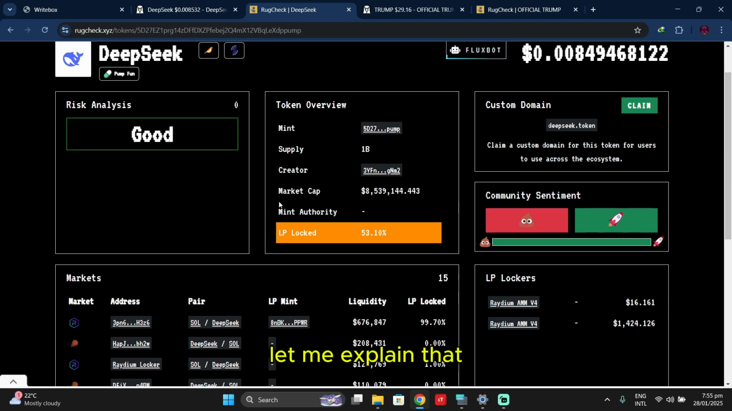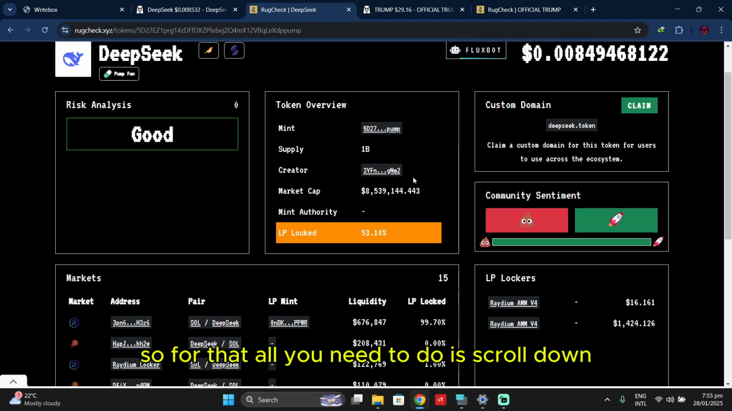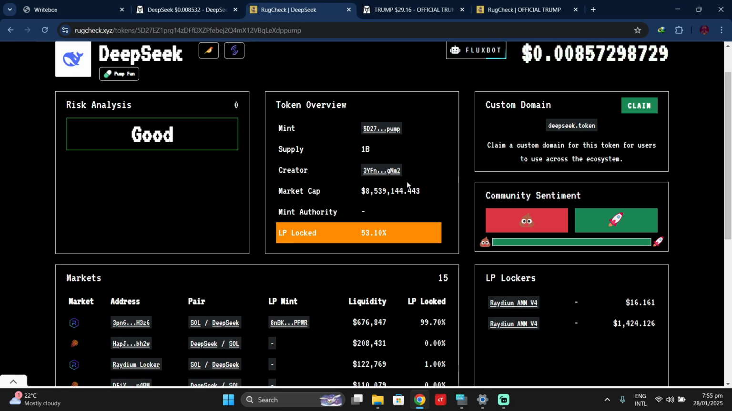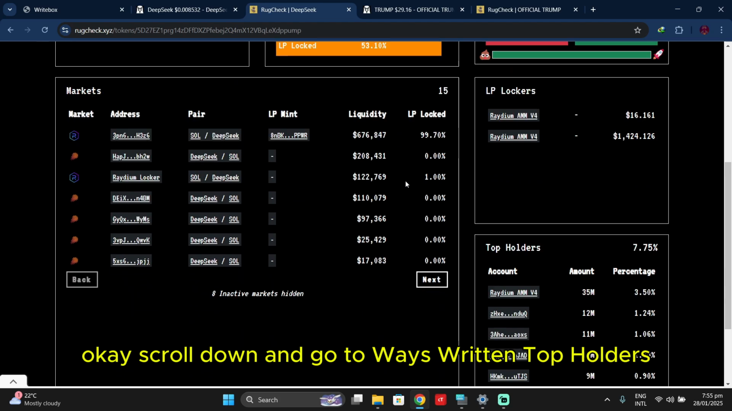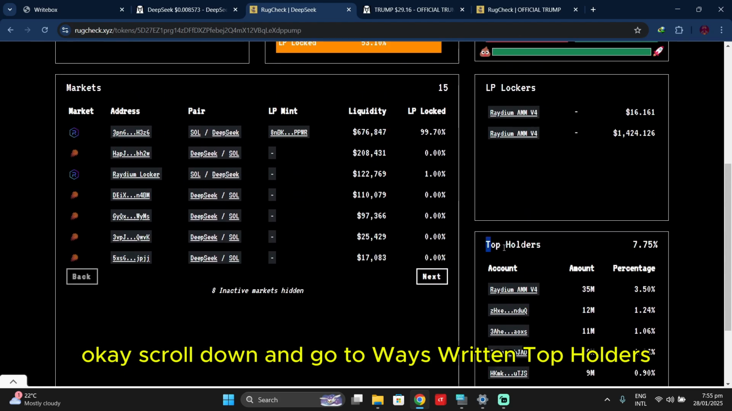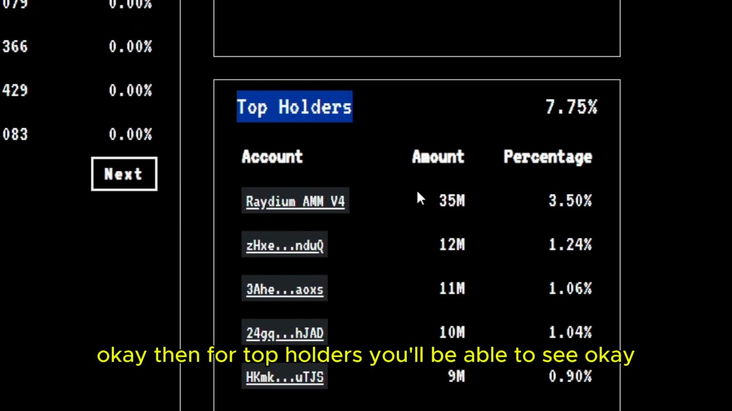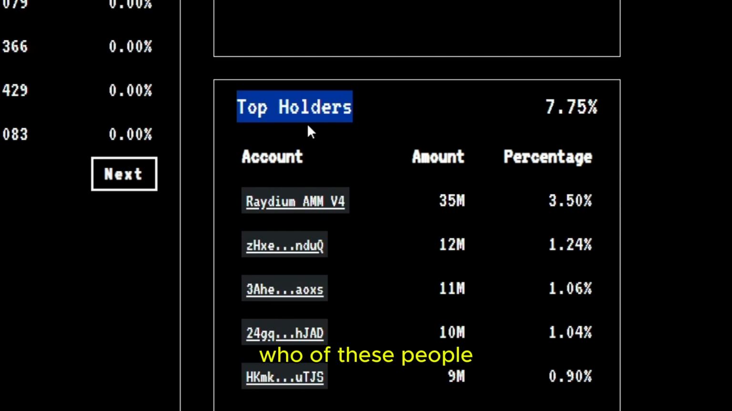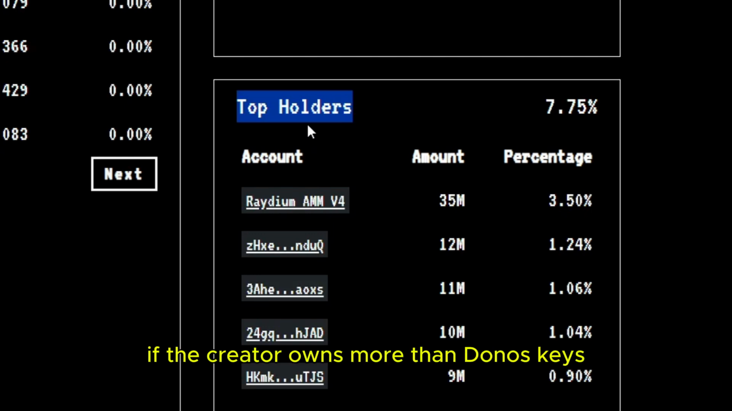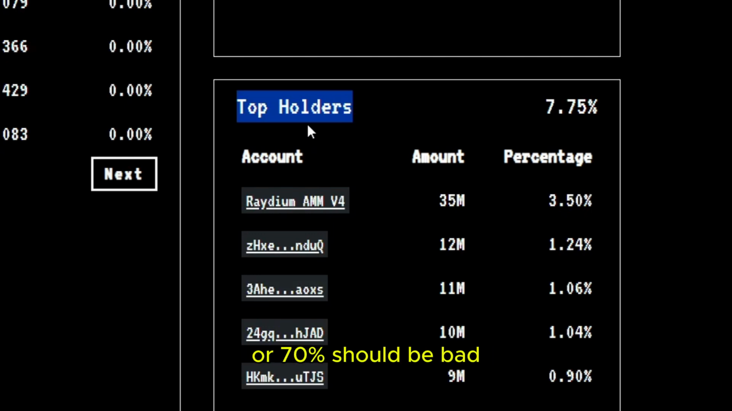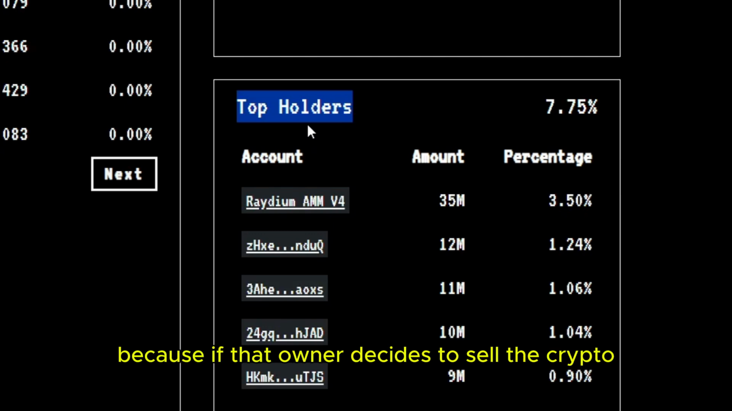Okay, well, let me explain that. For that, all you need to do is scroll down and go to where it's written top holders. For top holders, you'll be able to see who of these people own the most of this coin. If the creator owns more than, I don't know, 60 or 70%, it should be bad, because if that owner decides to sell all the crypto, it can actually crash the entire coin market for it.